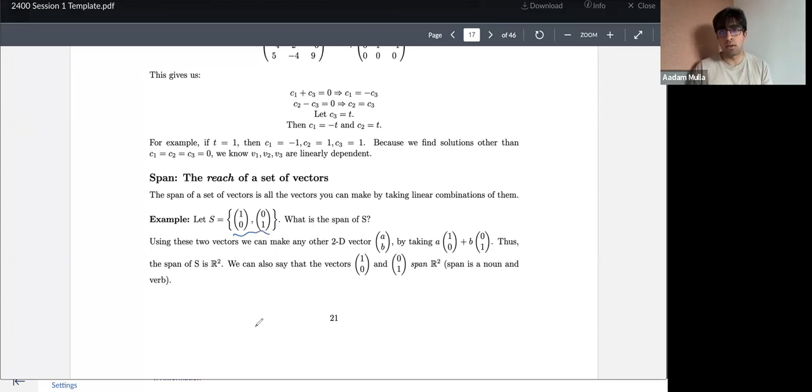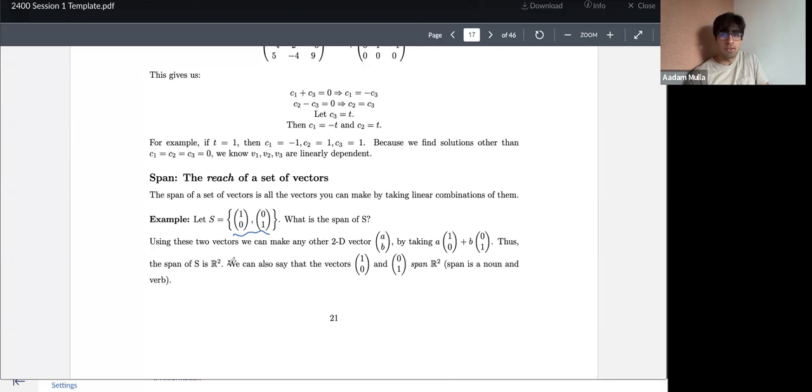With the vectors 1, 0 and 0, 1, you can take 2 times this one plus 3 times that one, or -1 times this one and -3 times that one. You should realize that you can make any vector in R2. If you want to make the vector (a, b), you just take a times the first vector plus b times the second vector. Thus we say the span of S is R2. Another way you'll hear span being used is you'll say this vector set spans R2, or these vectors span R2.